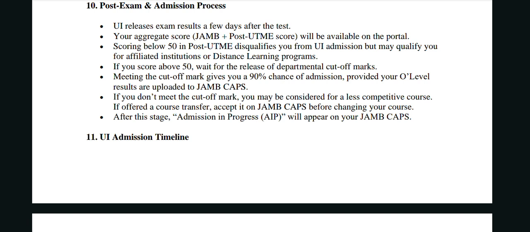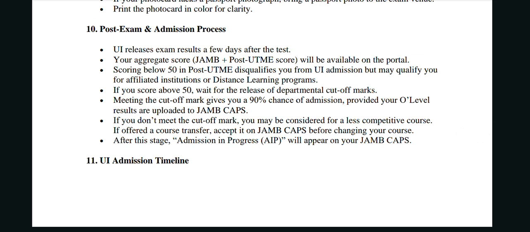So if you have done post-UTME, your aggregate is out and the departmental cutoff mark is out, and you see that you did not meet the cutoff mark for that department, you have two options. It's either you wait for the admission office to consider you for a less competitive course. It is at their discretion. They will not tell anyone. They will not inform you before they make that decision, and you cannot change that decision. You cannot choose what you want. They are the one that will choose it.